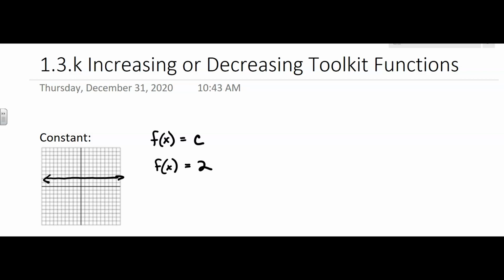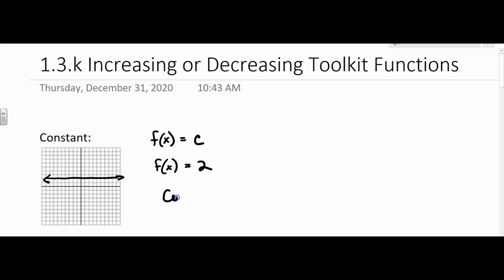Now we're going to look at the toolkit functions and see where they're increasing or decreasing. Now I didn't reprint these again in your notes, so you'd need to go find your notes from your toolkit functions, wherever those notes are. So stop the video, go find your notes, come back, and then we're going to talk about where it's increasing or decreasing.